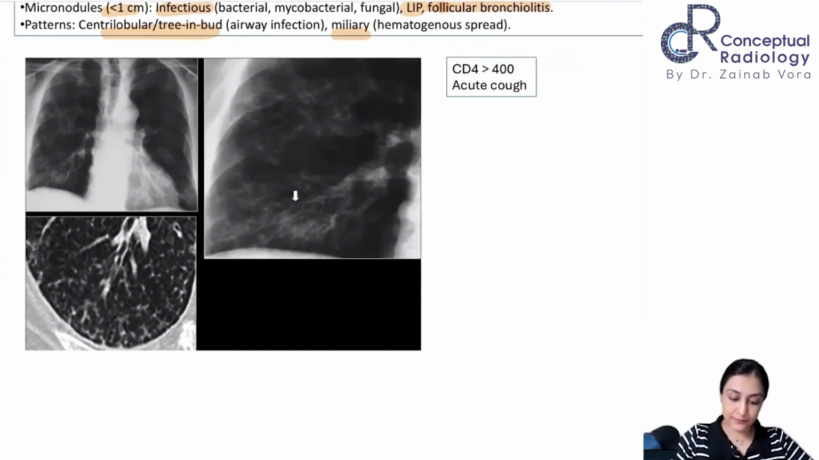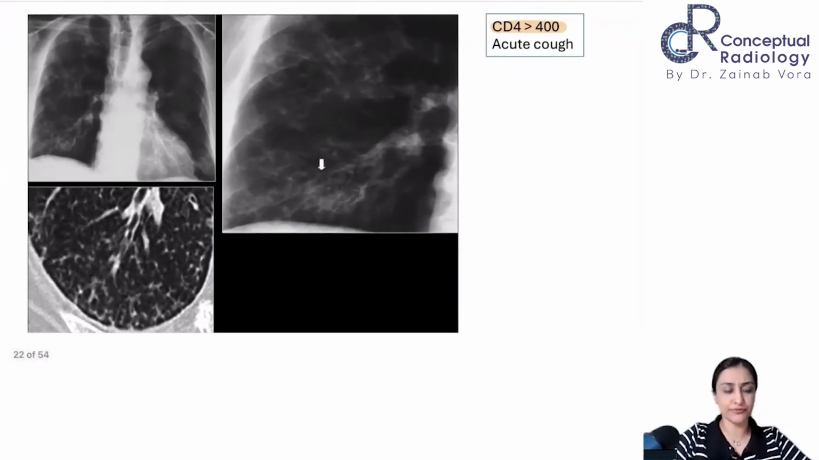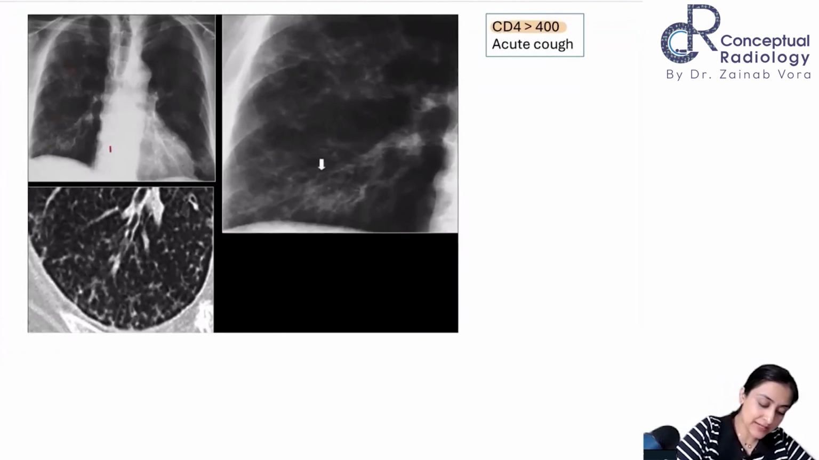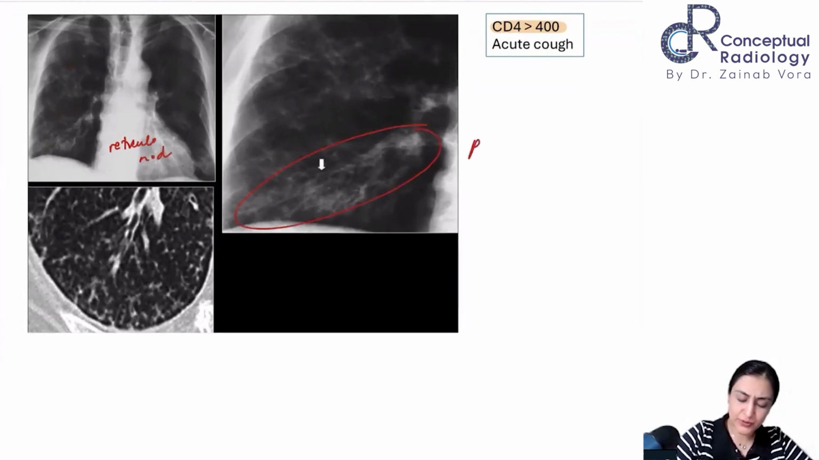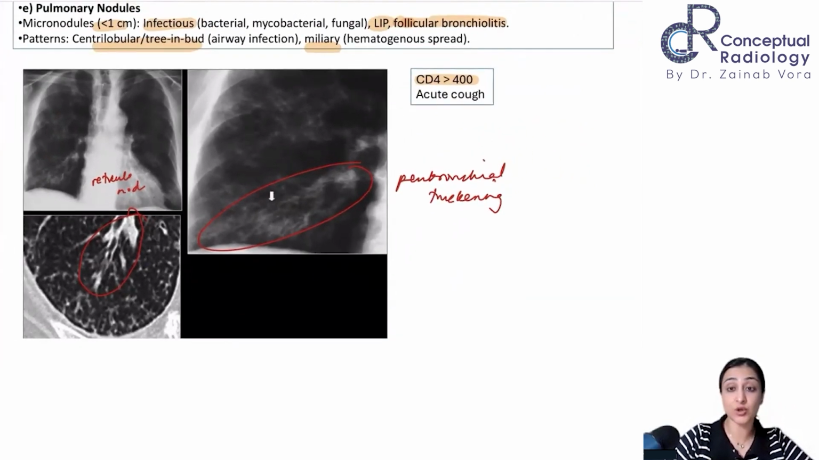So look at this. What do you see? CD4 count is more than 400. Acute cough. So what would you think of? You can see there are just these diffuse reticulonodular opacities bilaterally on the X-ray. You can see how there is some amount of peribronchial thickening as well, right? And the same thing on the CT. You can see there is peribronchial thickening. There are all of these nodules which are associated along the airway.